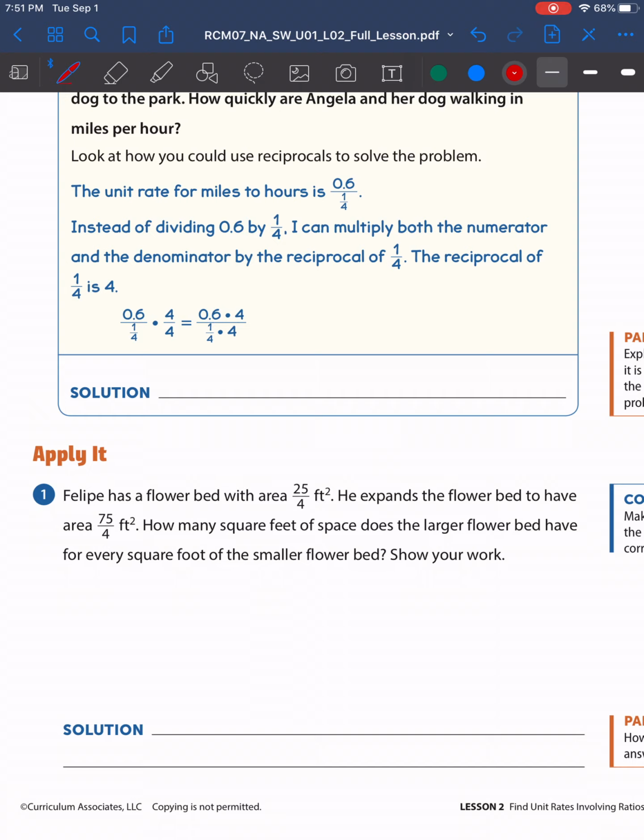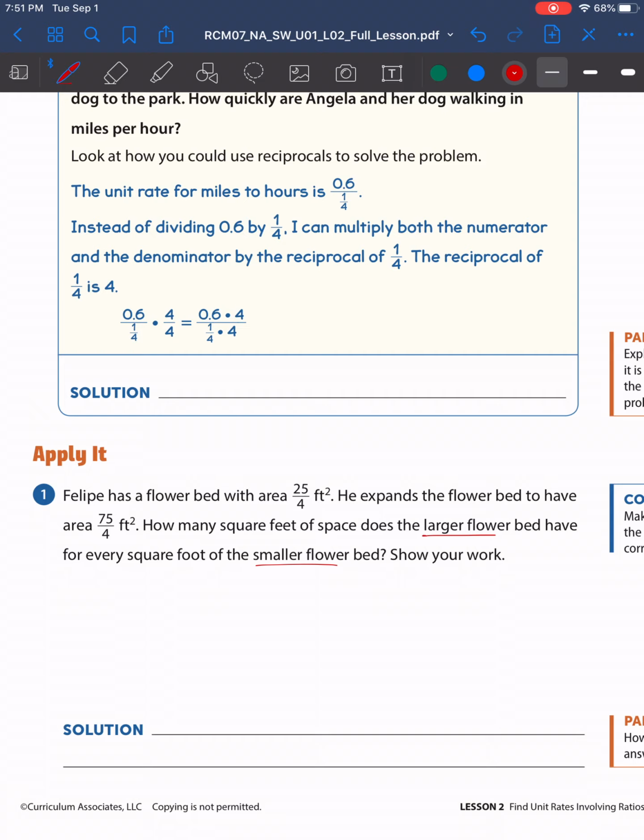Felipe has a flower bed with an area of 25 divided by 4 feet squared. He expands the flower bed to have an area of 75 feet squared. How many feet of space does the larger flower bed have for every square foot of the smaller flower bed? Okay, so I know this is going to be kind of strange, but just bear with me here. What we are going to do is we are going to take the large bed, because it wants to know for every square foot the large bed has, what does the small flower bed have?